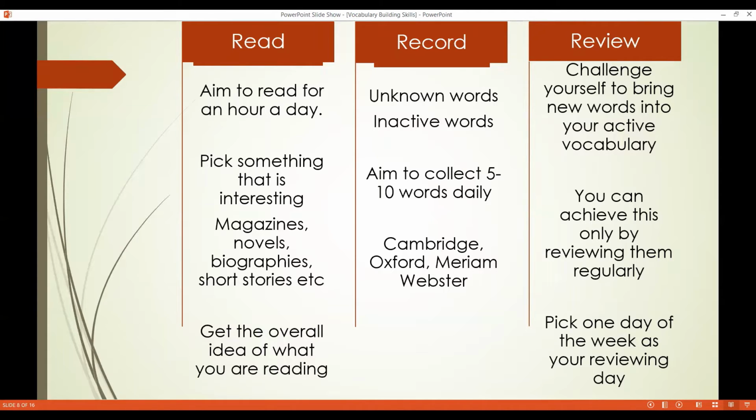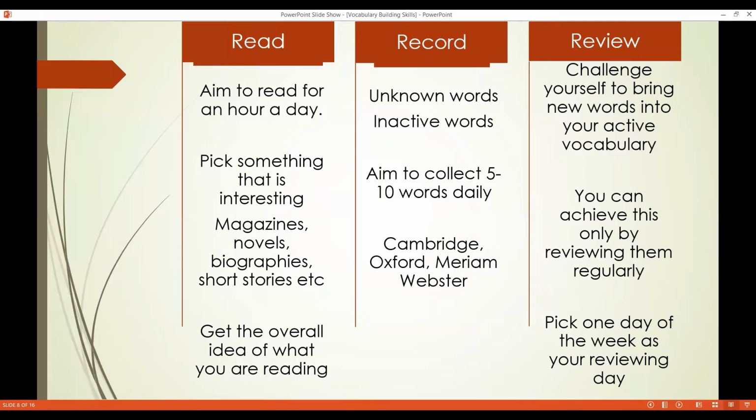Physically taking the book in your hand and having the feel of the paper also counts. Get the overall idea of what you are reading. Then if we come to record, how are we going to record? Record the unknown words or inactive words. Not necessarily do you have to write them somewhere. There are several applications available which can keep the record of the words that you intend to use in the next weeks. Aim to collect 5 to 10 words daily.